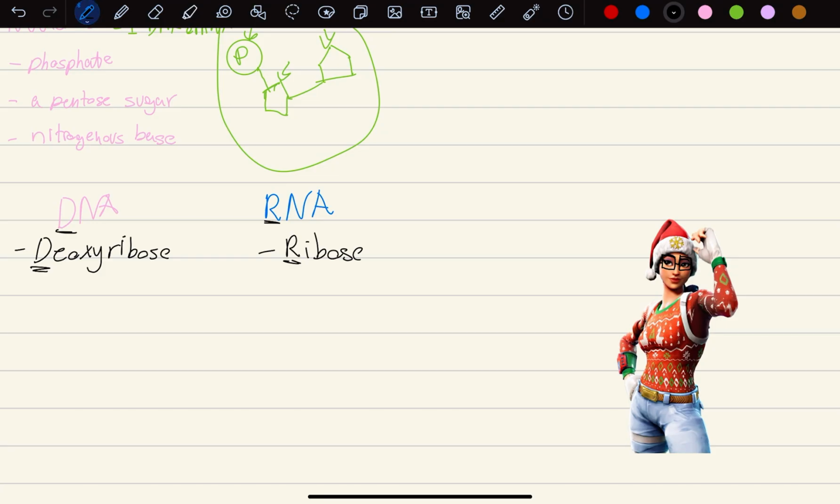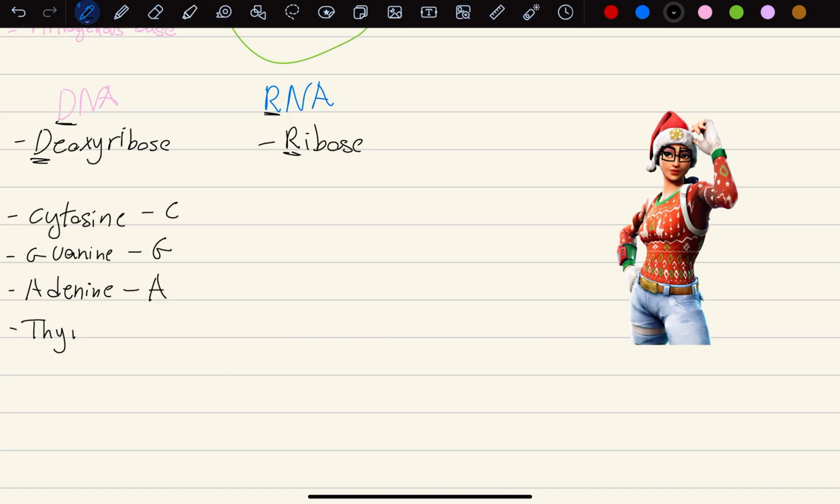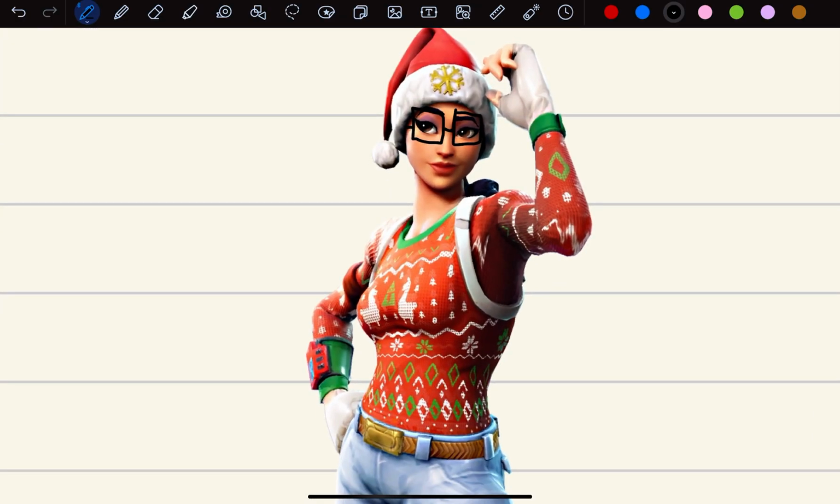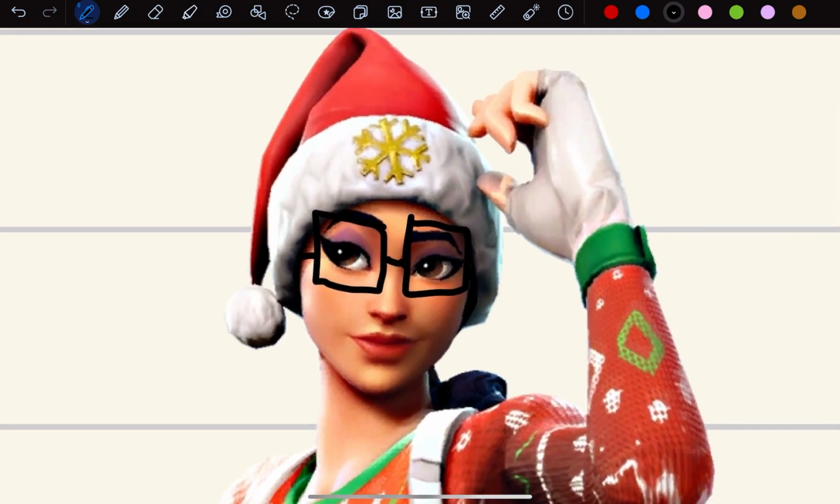And then they each have 4 nitrogenous bases. DNA has cytosine, or just C, guanine, or just G, adenine, A, and then thymine, T. While RNA has C, it has G, it has A, but instead of T, it has uracil, aka U. Do you understand the nitrogenous bases? Those are the nitrogenous bases.